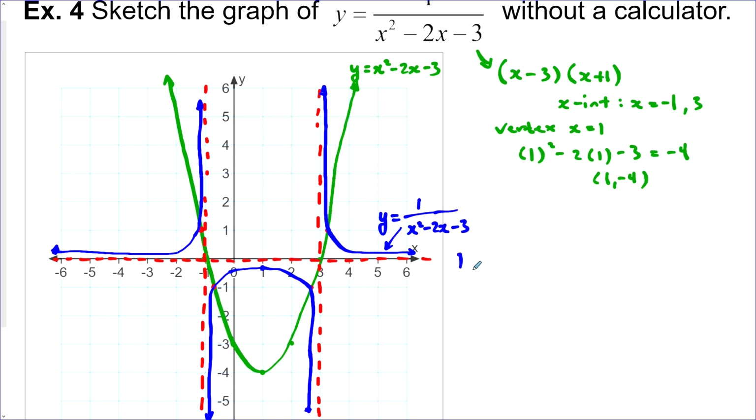Let's do the domain and the range for this reciprocal graph here. So the domain is, we'll do it in set builder notation. x is such that x cannot equal -1 and 3.